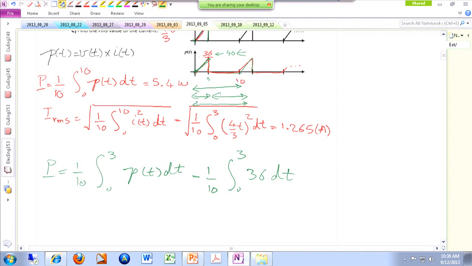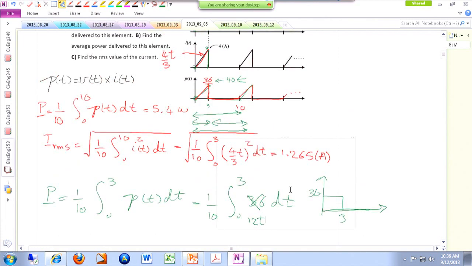We are not trying to take the average value of this signal. My instantaneous value of power is not 36 during this interval. It is actually 12 times time. So instead of 36, you should say 12t. So identifying that equation was important. A lot of you guys did the same thing.